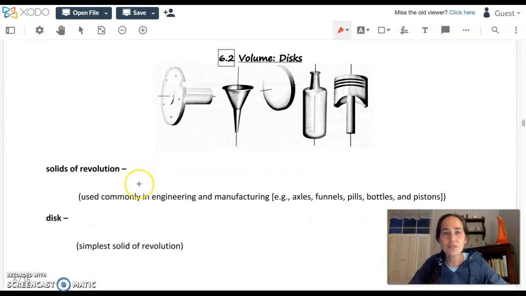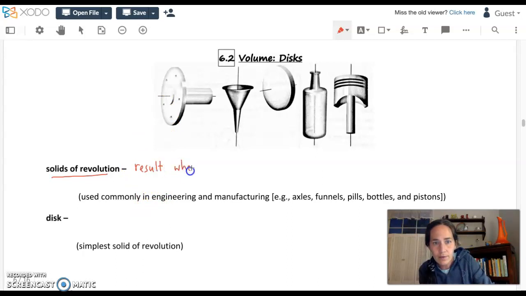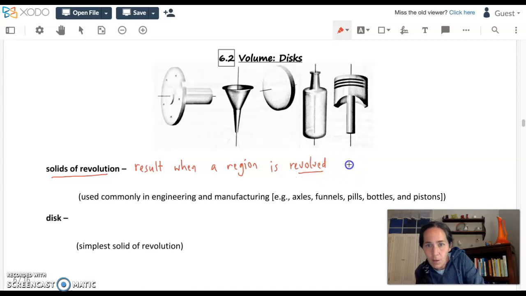So up at the top, you see a couple pictures of tools. And what these are, we're going to call these solids of revolution and define that here. Solids of revolution start from taking a 2D region and rotating it around a line. So I'll write the definition here. They result when a region in the plane, so I'll just say a region, is revolved, right? That's in the name, about a line.